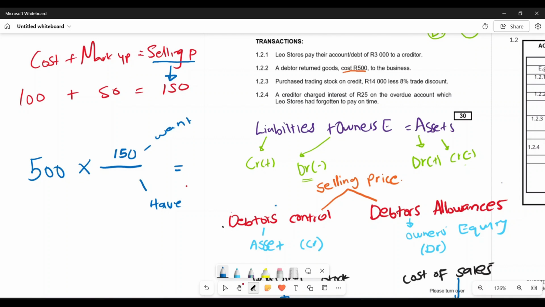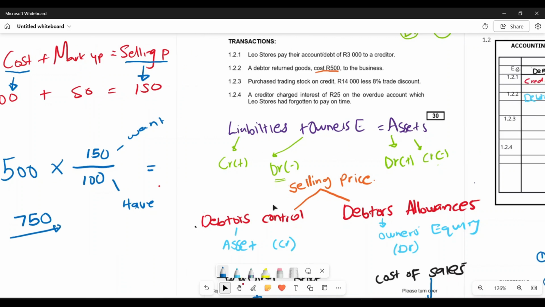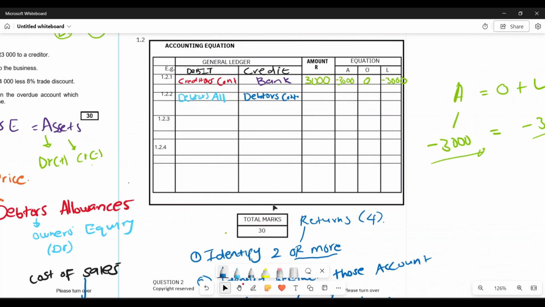What is it that I have? I have this 500. And what is this 500? This is the cost of my goods, and in terms of my percentage, my cost is 100. So I have 100. Now, punching this into my calculator, I'm going to find the selling price of these goods, and this should be equal to 750. This is the selling price for these goods. So I'm going to write here, my amount is 750.